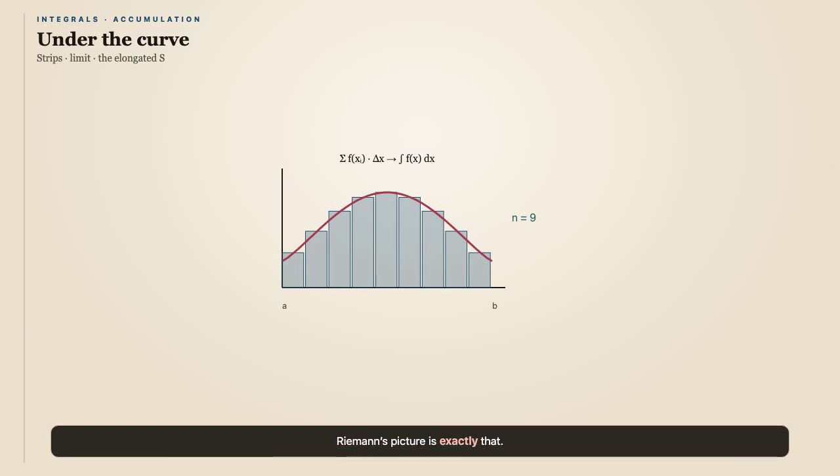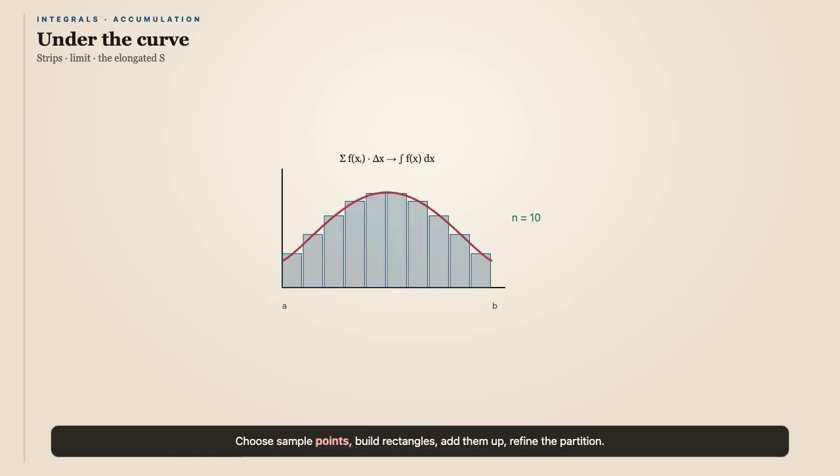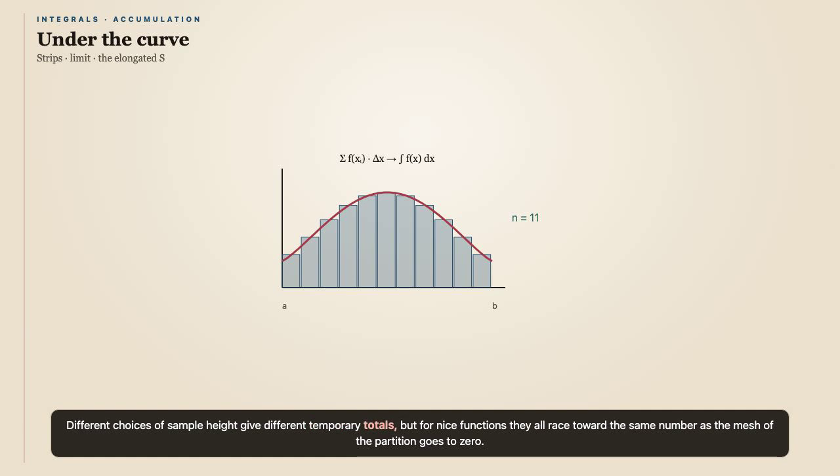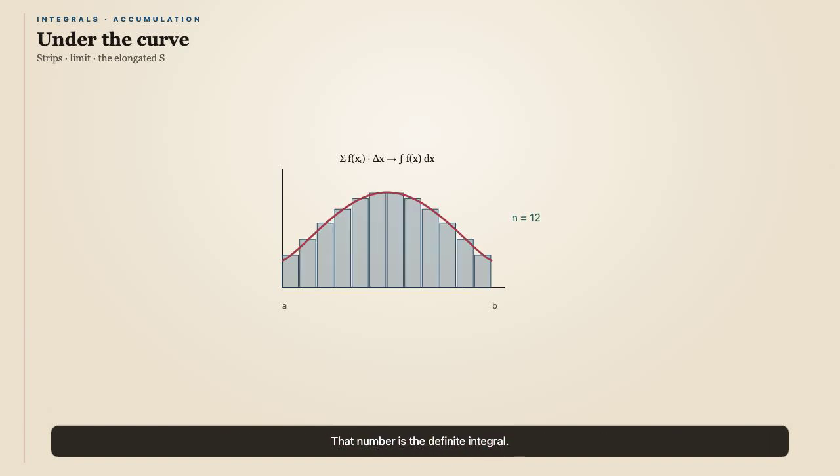Riemann's picture is exactly that. Choose sample points, build rectangles, add them up, refine the partition. Different choices of sample height give different temporary totals, but for nice functions they all race toward the same number as the mesh of the partition goes to 0. That number is the definite integral. You do not need infinite patience to compute it by hand every time. You need the definition once, so the later shortcuts mean something.